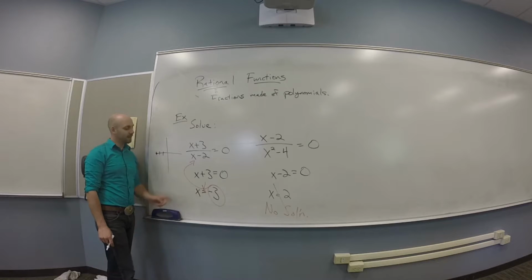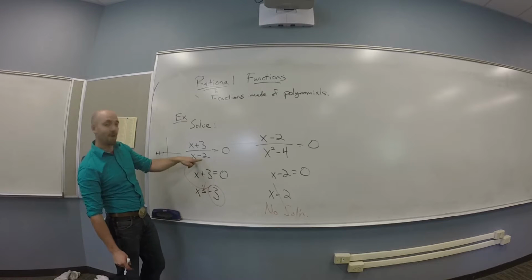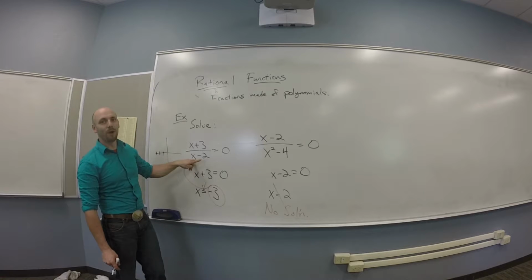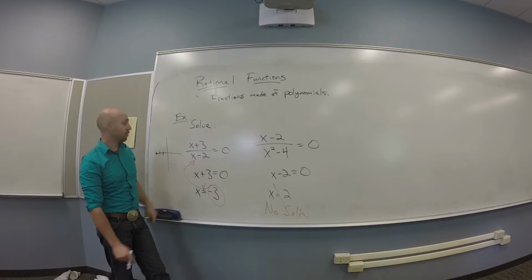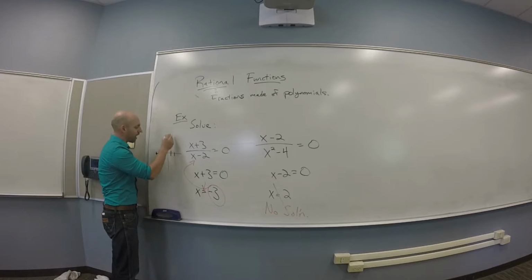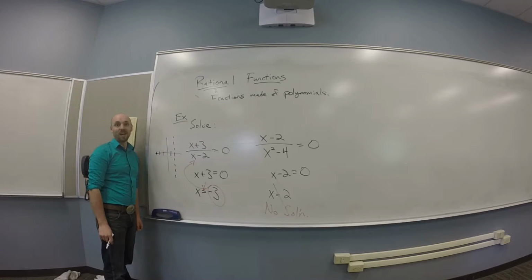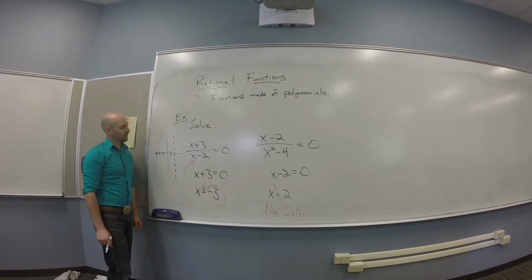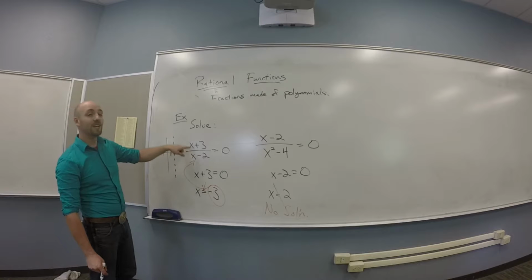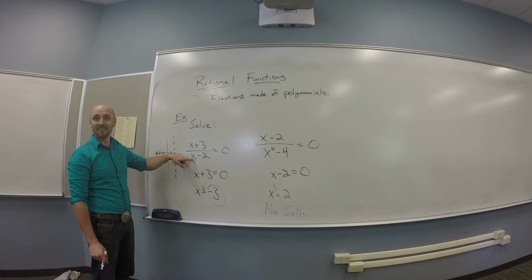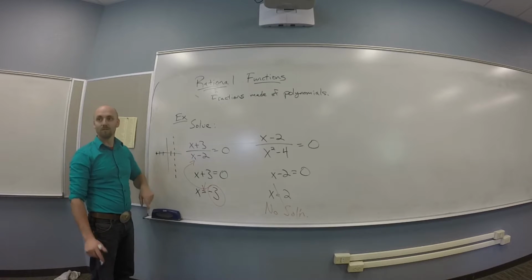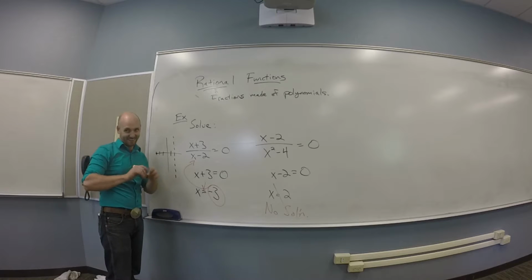If you want to figure out what else it looks like, you look at the bottom. When's the bottom 0? At 2. So there are major problems at 2. That's where the asymptote is. And 3 over negative 2 is a y-intercept, since you could plug 0 in.